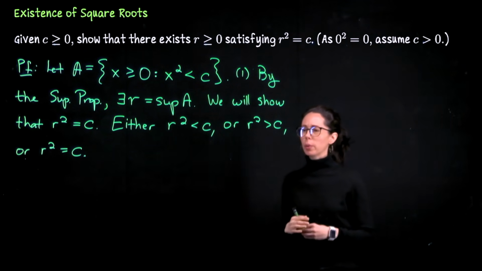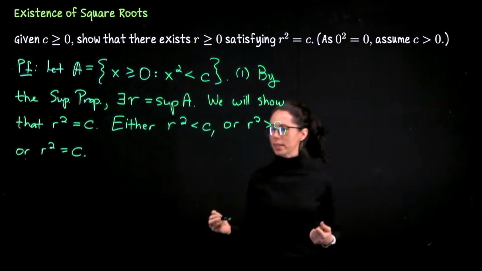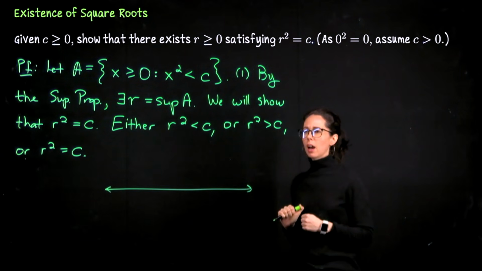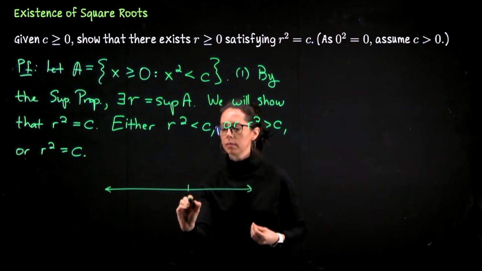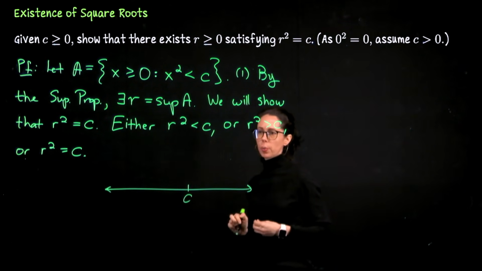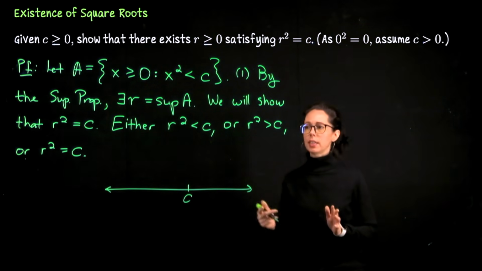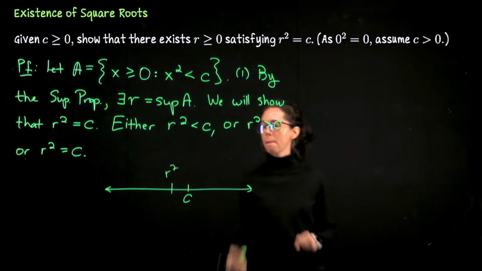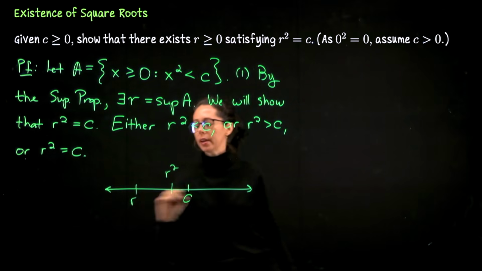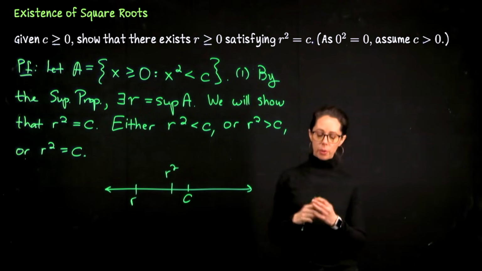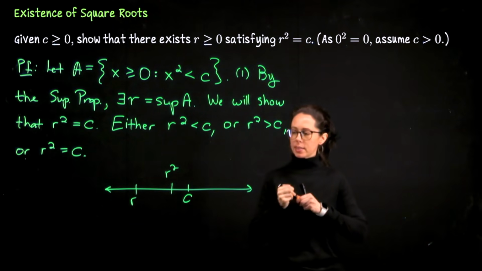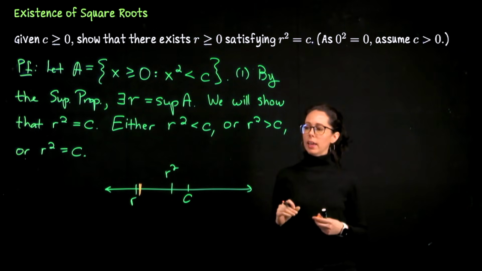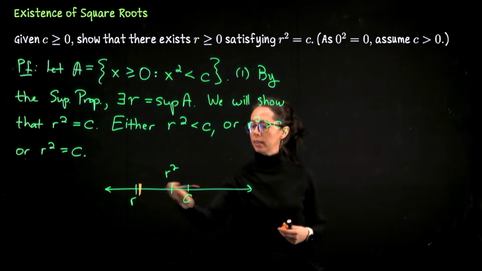Okay, let me show you how we will tackle both of these just with a picture, and then we'll write down the details. Let's say C is here, and for the first situation, r squared is to the left of C. So there's some measurable distance between these two numbers. Let's say r squared is here. So maybe r is back here. What I want to do is build a number that's a little bit bigger than r. So we're going to find some number here, and with algebra show that when you square it, it lands in here.